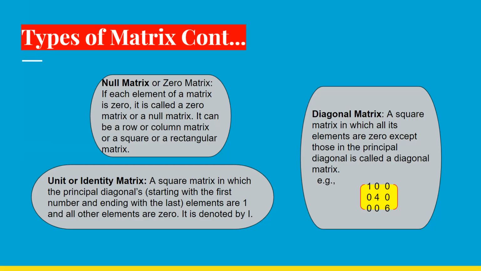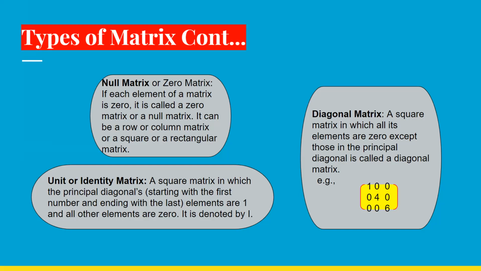Next one is the diagonal matrix, a square matrix in which all the elements except the diagonal are zero. Square matrix means length and breadth are equal, so it could be 2 by 2, 3 by 3 and so on. As we can see in the example below, 1, 4, 6 are written in one single diagonal. Those elements must have some value other than 0. Except for that, all the other elements are 0. The principal diagonal must have some value. So we call this type of matrix a diagonal matrix.